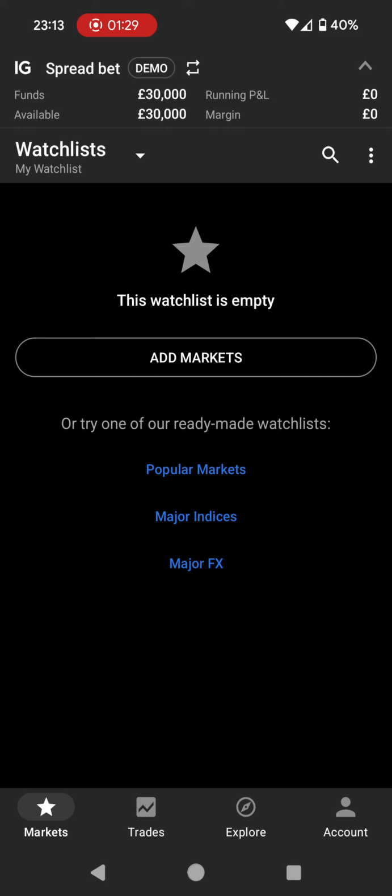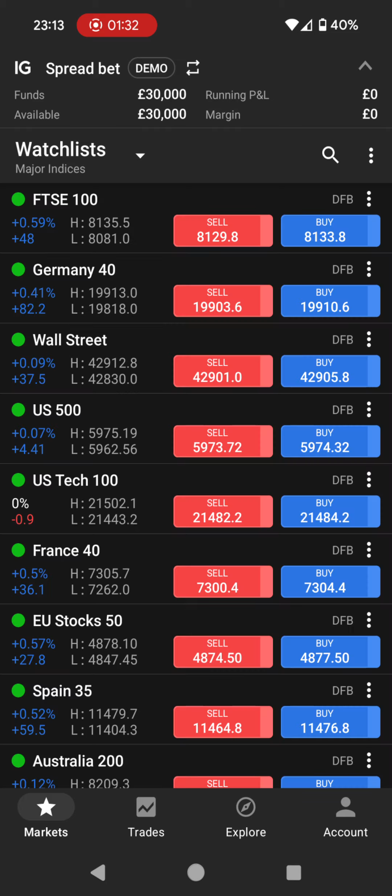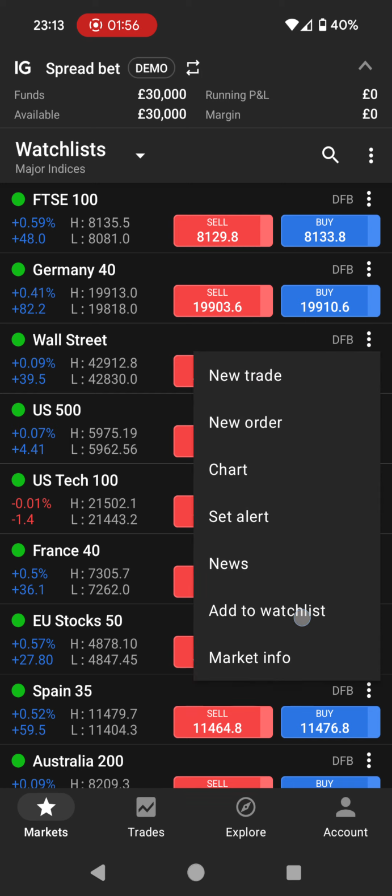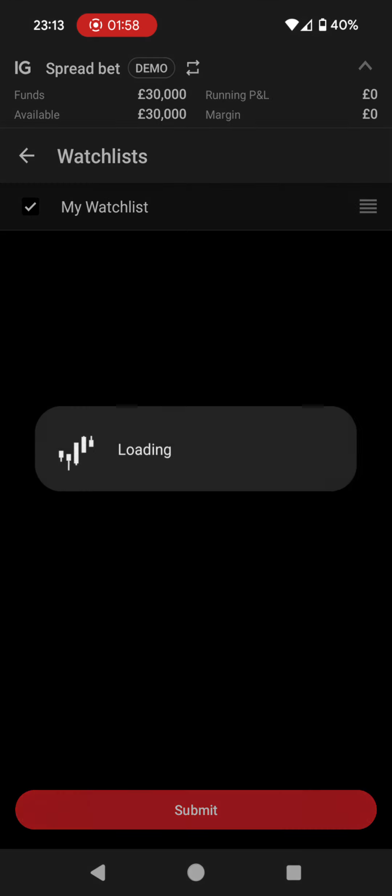So I like to trade with indices, so let's put in some of the indices. So you see the 3 dots. If you click on that, just put add to watch list, add to my watch list. I'll just do that for FTSE, Germany, Wall Street, which is the Dow Jones. Let's do US Tech 100, which is the Nasdaq.